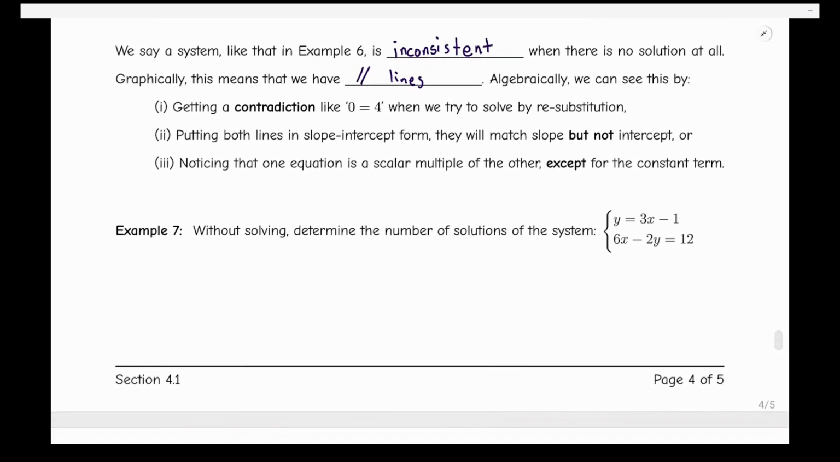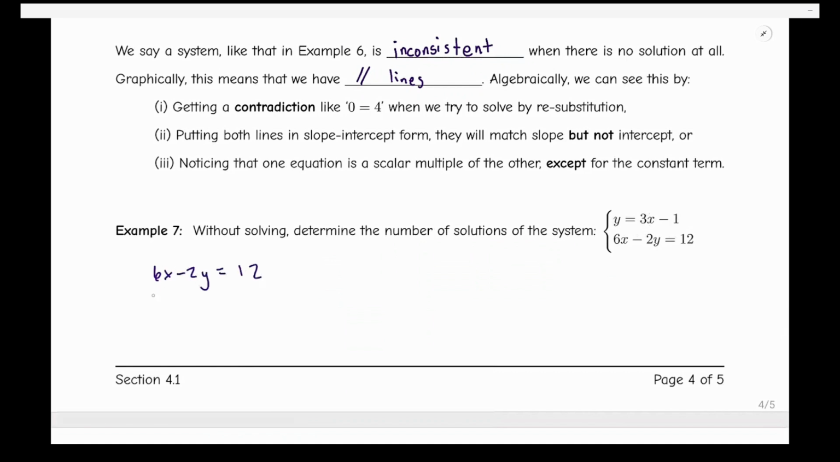Example 7. Without solving, determine the number of solutions of a system. So whenever the question asks you to do it without solving, the easiest way is to get both equations in slope-intercept form. So the first equation is already in slope-intercept form. It's y equals 3x minus 1. The second equation, we've got a little bit of work to do. So we get 6x minus 2y equals 12.